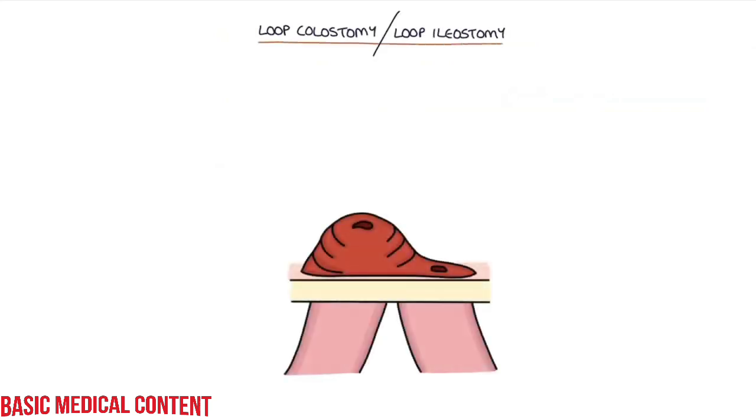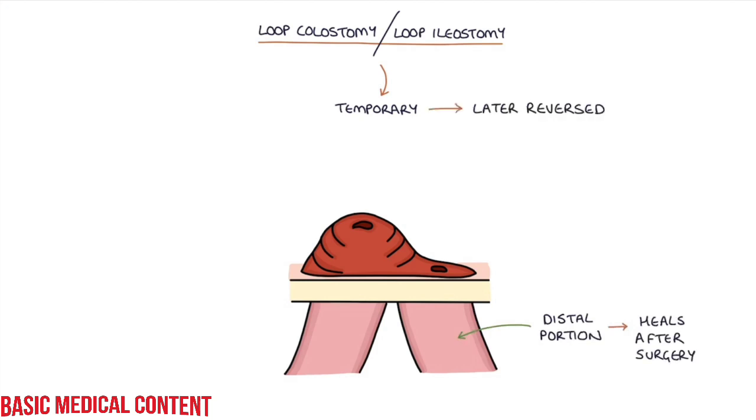Let's talk about loop colostomies and loop ileostomies. A loop colostomy is a colostomy which is used to allow the distal portion of the bowel and the anastomosis to heal after surgery, before the loop colostomy is reversed around 6 to 8 weeks later. The bowel is partially opened and folded so that there are two openings on the skin side by side, which are attached to each other in the middle.